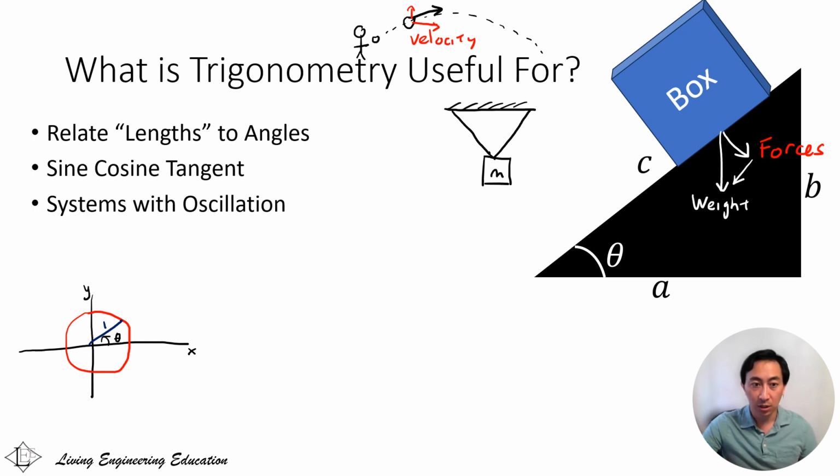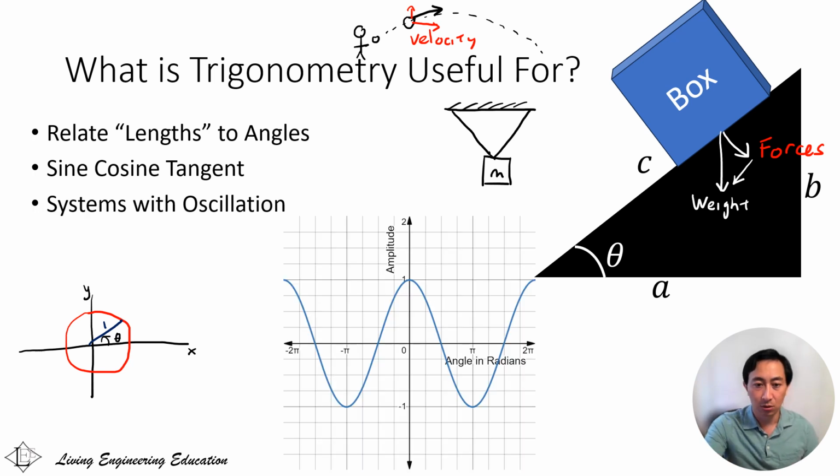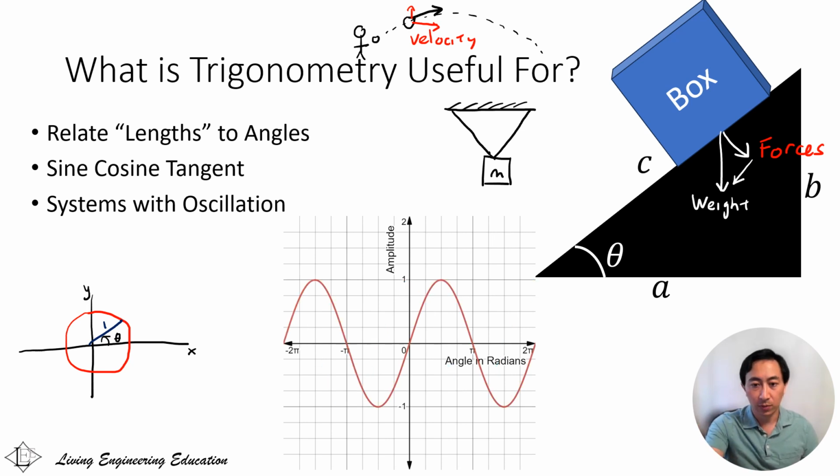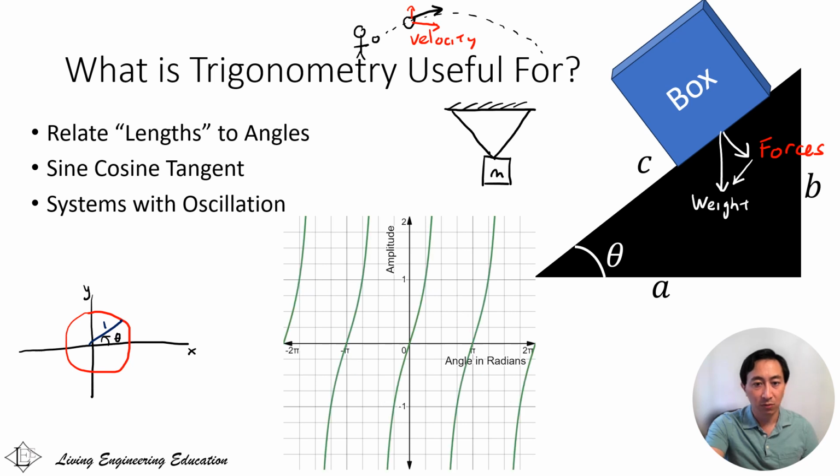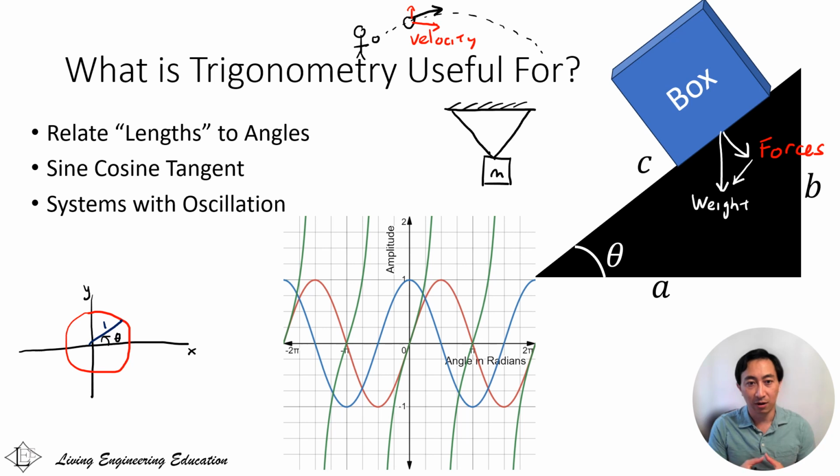In addition, systems with oscillation. So we can look at sine not only from an angle and a length scale ratio, we can also look at it from an oscillation perspective. We can look at cosine from that perspective. We can look at tangent from that perspective. And we can look at the combination of our sine, cosine, and tangent terms, how they relate. So what kind of systems oscillate?